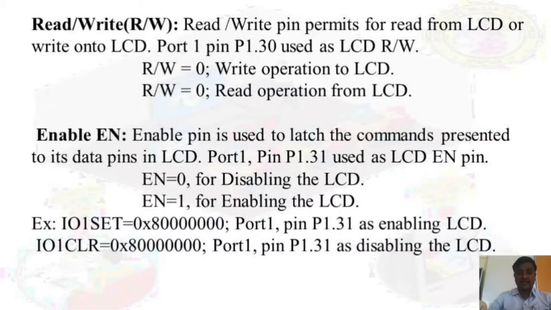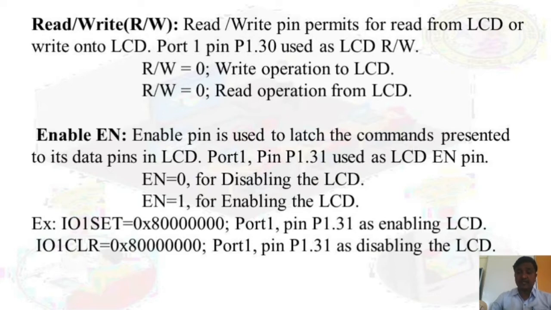Now the read/write pin, that is pin P1.30, is used as the read/write RW pin. The read/write pin permits reading from the LCD or writing onto the LCD. Port 1 pin P1.30 is used as the LCD RW, as we have already seen. If RW equals 0, that is pin P1.30 set to 0, then this will be a write operation, and here the RW pin should be made 1 for a read operation from the LCD.